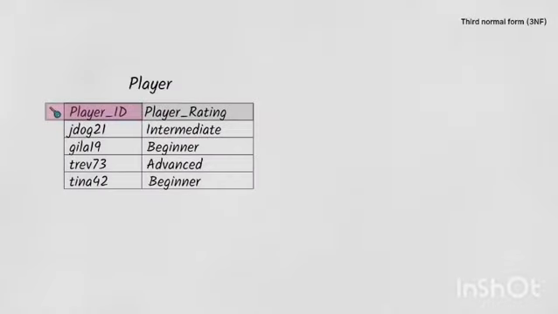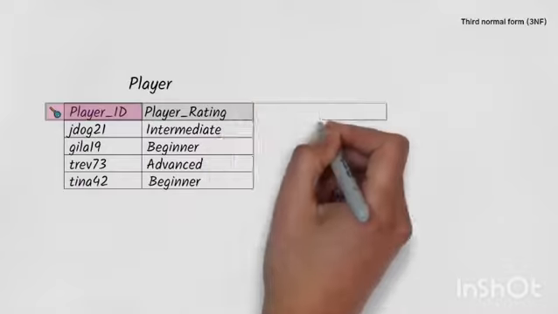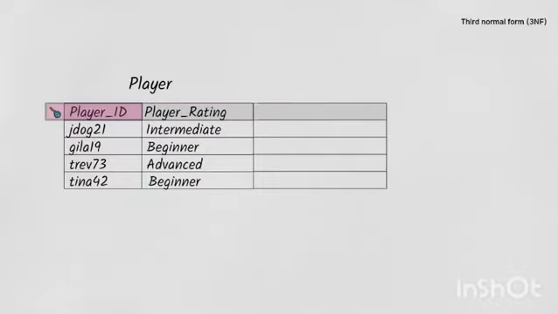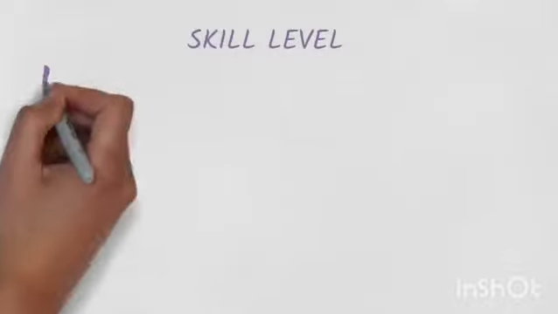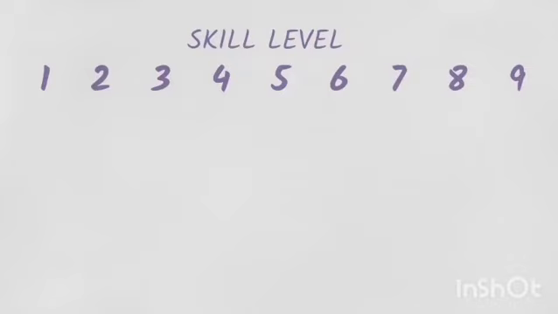Now let's move on to third normal form. Suppose we decide to enhance the player table. We decide to add a new column called Player Skill Level. Imagine that in this particular multiplayer game, there's a 9-point scale for skill level. At one extreme, a player with skill level 1 is an absolute beginner. At the opposite extreme, a player with skill level 9 is as skillful as it's possible to be.